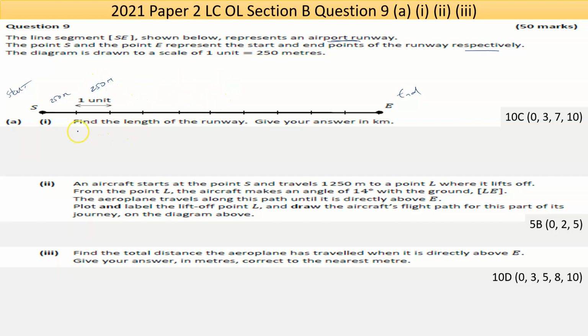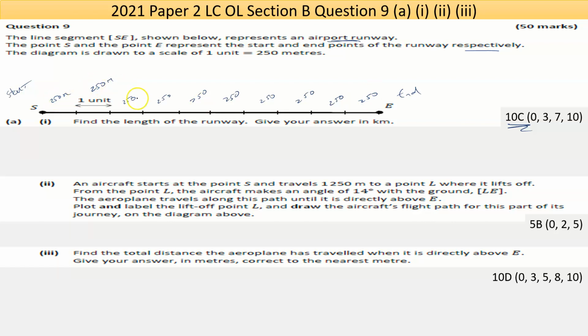Now, part A, part 1, which is a chunk of marks, 10 marks, says find the length of the runway and give your answer in kilometers. So we're told that each segment is 250 meters. So you could just write on it if you wanted, or just count them up. That's one way to do it. I'm just going to do it to make sure it's obvious what I'm doing.